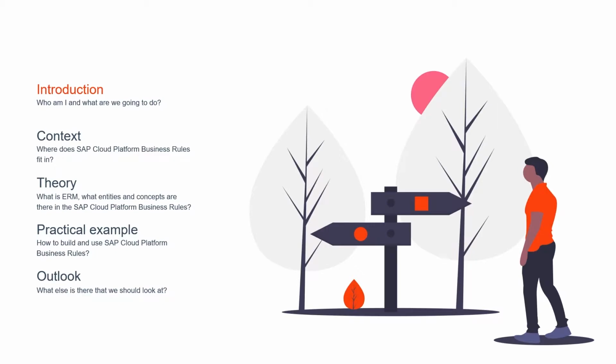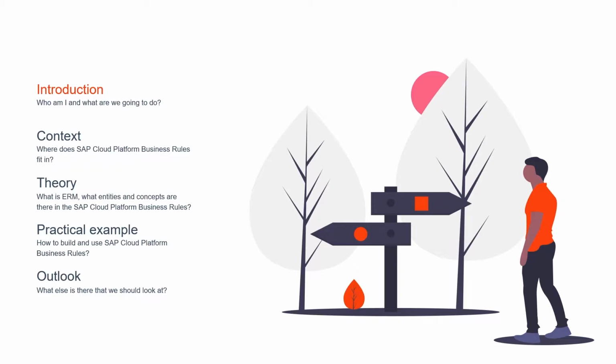Afterwards, we'll talk about the theory of SAP Cloud Platform business rules. So we'll talk about the enterprise rule model, we'll talk about the different entities and concepts, and we'll talk, for example, about the versioning of SAP Cloud Platform business rules. Then we'll take the next step. We'll walk through the SAP Cloud Platform business rules project creation with an SAP Cloud Platform trial account. Then we'll try and test everything with the SAP API Business Hub.